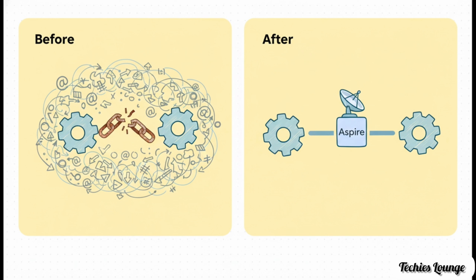One wrong port, and the whole thing comes crashing down. Aspire just gets rid of all that. It has service discovery built right in. Now your services can find each other just by using a simple name, like API service. Aspire handles all the messy network details behind the scenes.